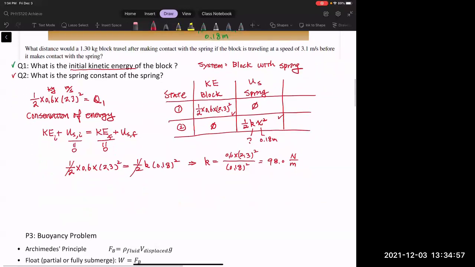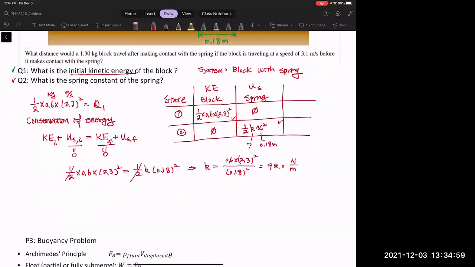Okay, and that's the spring constant. Now, what the problem asks us at the end is this one here. It asks what distance the 1.3 kilogram block would travel after making contact with the spring, until it stops the spring. They want to find out what distance it will travel to stop. And they tell you the starting velocity is 3.1.